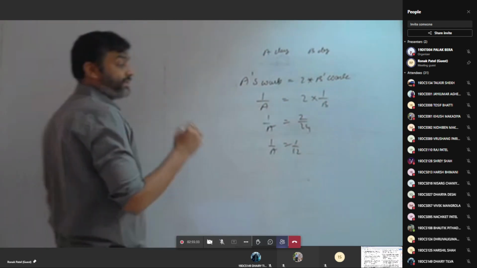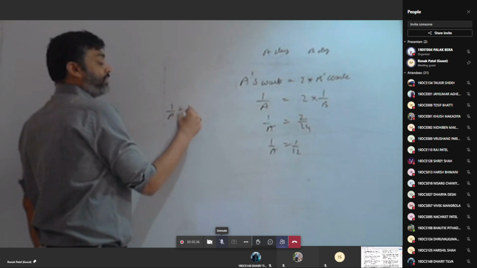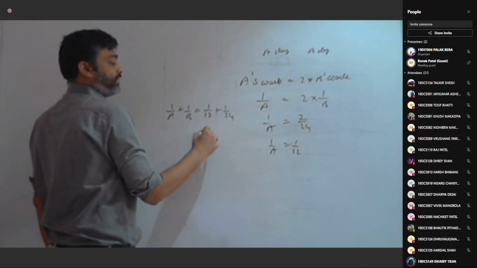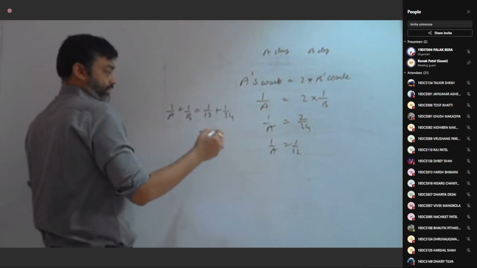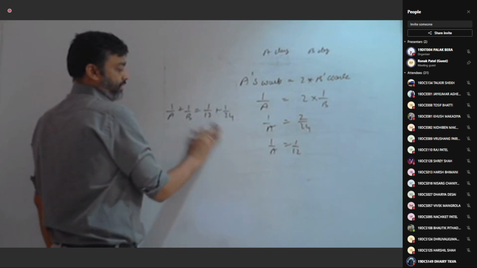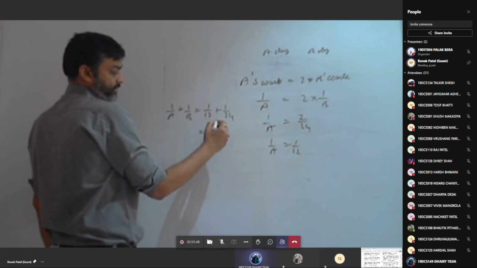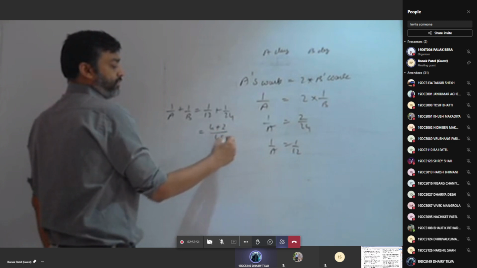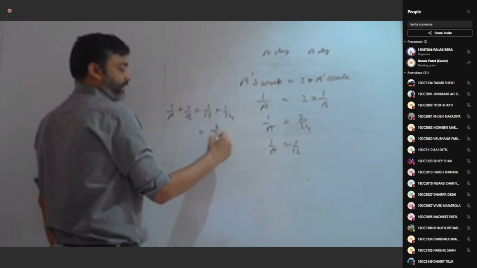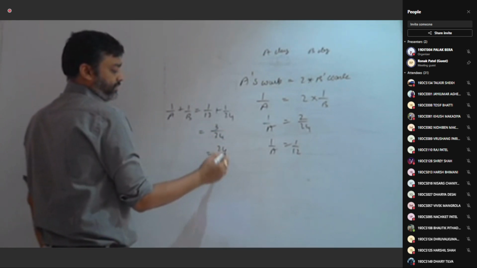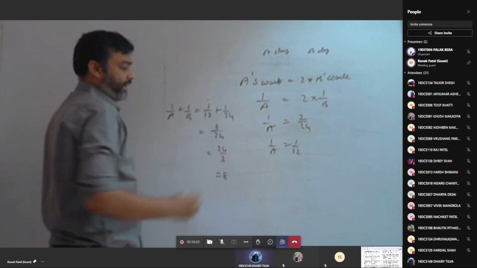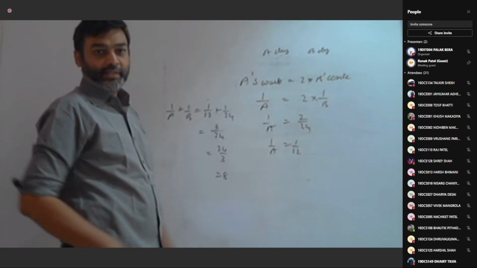But they ask how many days they take working together. So 1 upon A plus 1 upon B, so 1 upon 12 plus 1 upon 24. 3 by 24, 1 by 8. Oh, sorry, very sorry. So 3 by 24, so 24 by 3 will come 8 days. So together they can complete in 8 days.